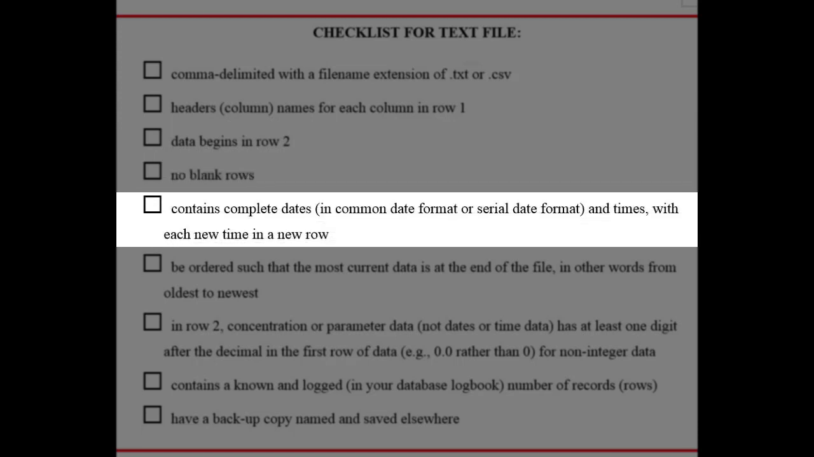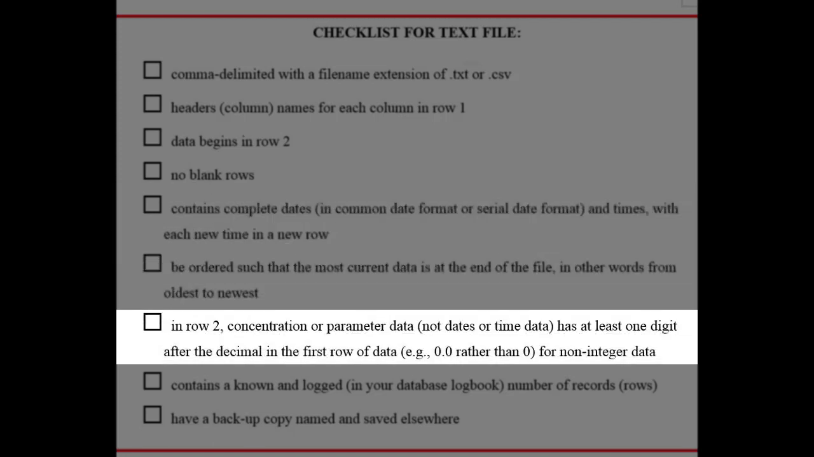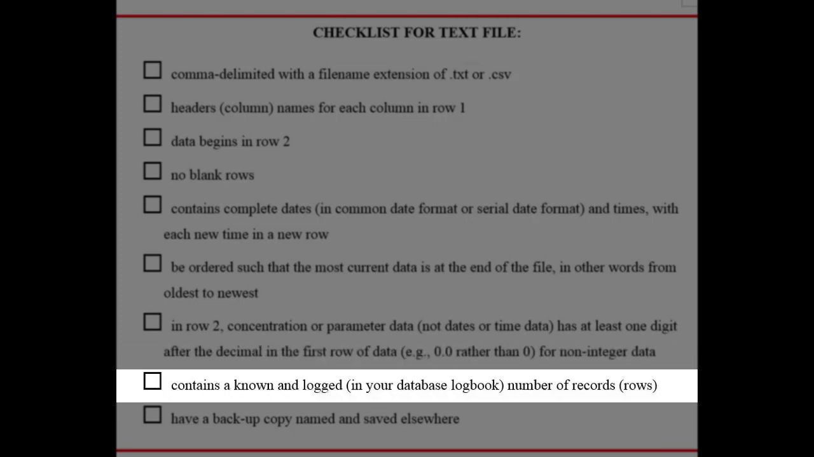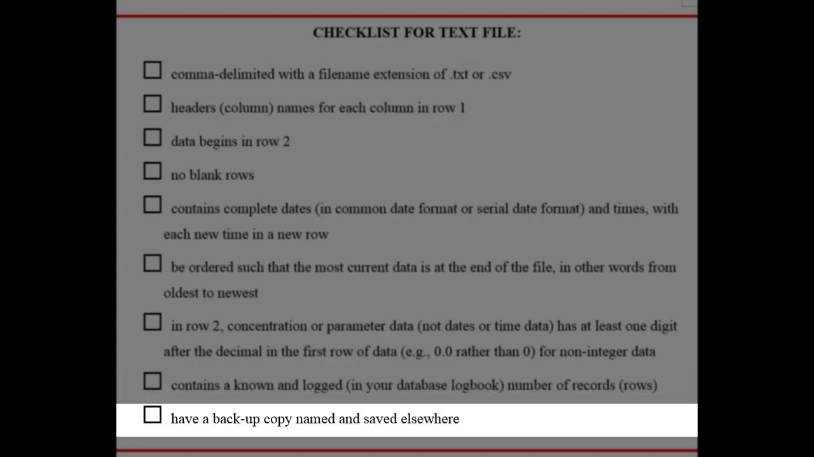It has to contain complete dates in common date format or serial date format and times with each time in a new row. It has to have concentration in our parameter data with at least 1 digit after the decimal in the first row of data. And it has to contain a known and logged in your database logbook number of records. It has to have a backup copy named and saved elsewhere.